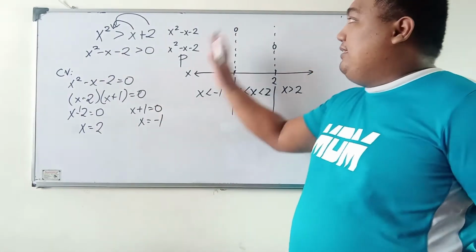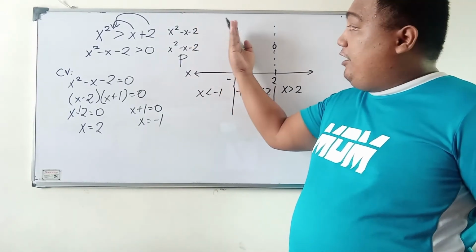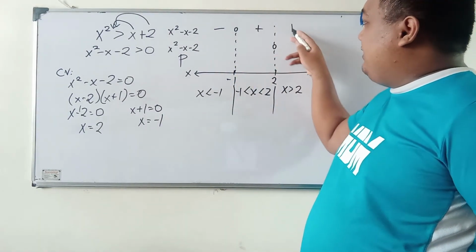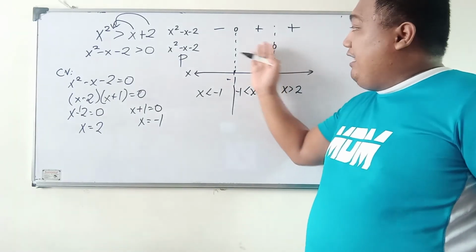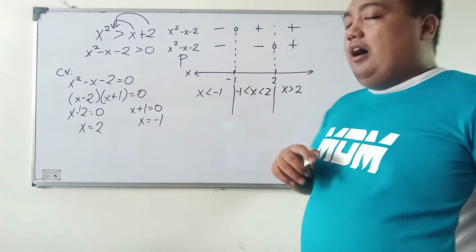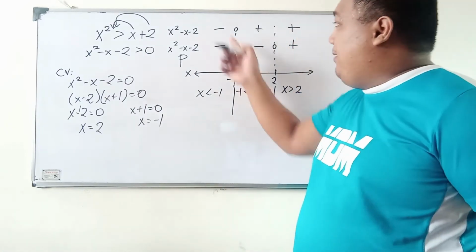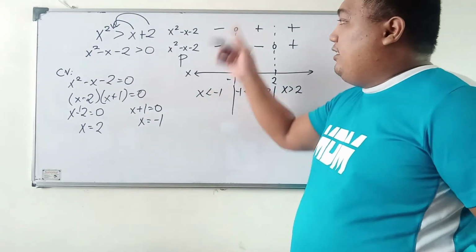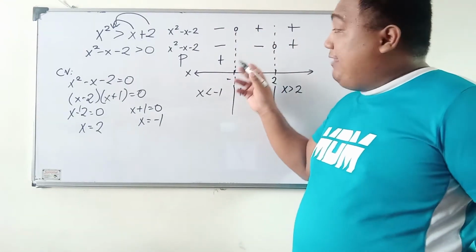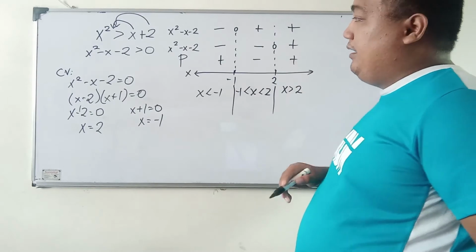So, again, sabi ko nga kanina, so 0, ito yung 0 natin, yung left side niyan, negative, yung right side niyan, positive. So, negative, positive, positive. Dito naman kay 2, left side, negative, right side, positive. Okay? Then, when we are talking about P, it is referring to the product. So, it means we will multiply each side. So, negative times negative, that is positive. Positive times negative, that is negative. Positive times positive, positive. Okay?